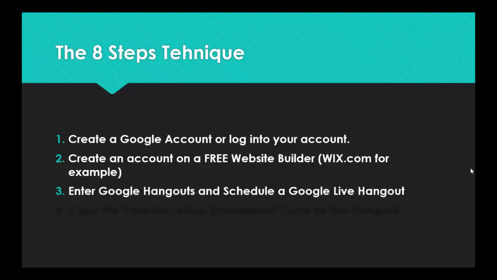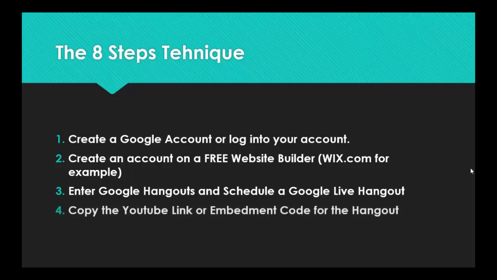Then you need to enter into your Google Hangouts account. You just type in Google Hangouts on Google while already being logged into your account. The Google Hangouts will appear. You enter Google Hangouts and you schedule a Google Live Hangout. So not a normal Google Hangout, you need to schedule a Google Live Hangout, okay? Then you will see that you have some distribution links there, or share the Google Hangout, and you will have more options. Among these options, you will also have a YouTube link or an embedment code for your Hangout.